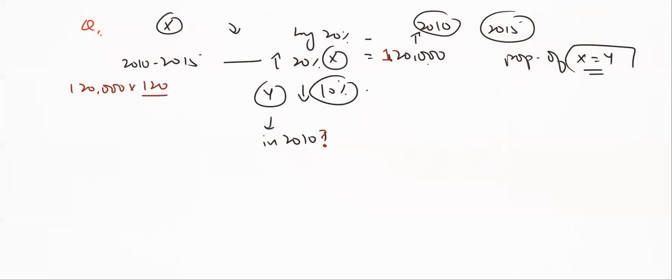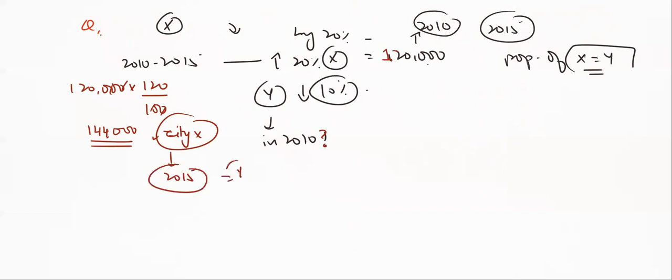So 120 upon 100. Simple as that. Two zeros are cancelled. So 12 times 12 is what? 144. So 144,000 is the population of city X in 2015, which is also the population of city Y. So the 2015 population of city Y is equal to 144,000.